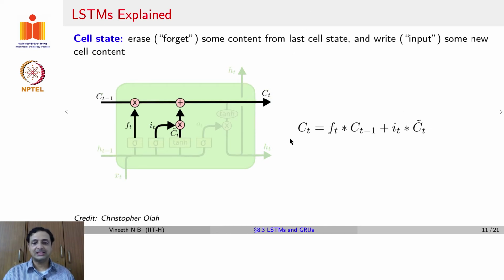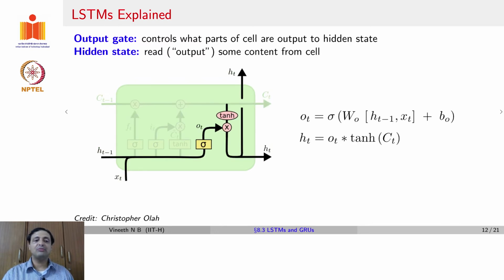So the final cell state ct is given by ft element-wise product ct minus 1. This tells you which dimensions of the previous cell state ct minus 1 should be forgotten and to what extent. And the input gate it is multiplied with c tilde t to decide what should be written onto the current cell state. So you have a cell state which is like a memory. In the current time step, you want to decide what aspect of the memory you want to remove and what new content you want to add to the memory.